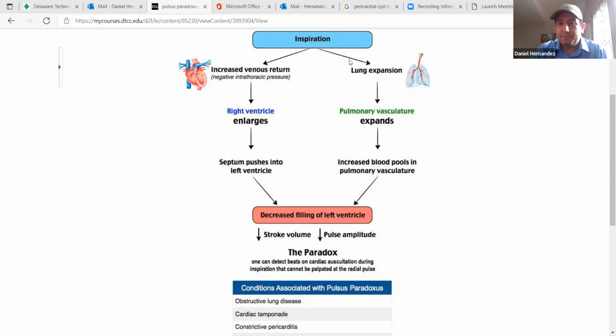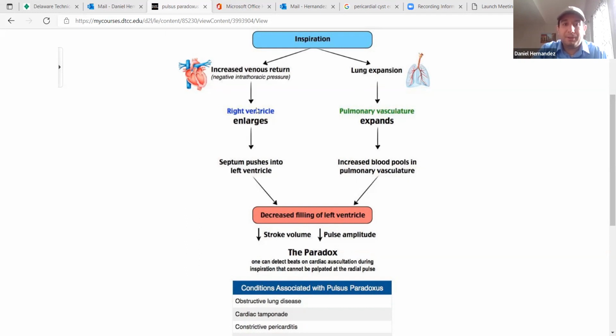With inspiration, there is some normal, natural pulsus paradoxus that we all have, but with patients with cardiac tamponade it's increasingly exaggerated. They'll have a greater than 10 millimeter drop in pressure between inspiration and expiration. With inspiration, again, we increase venous return.